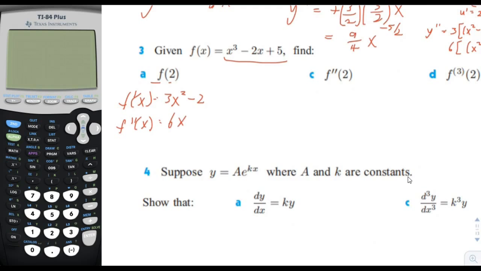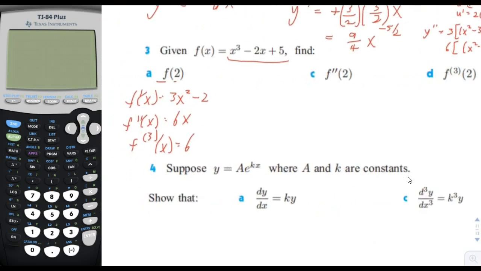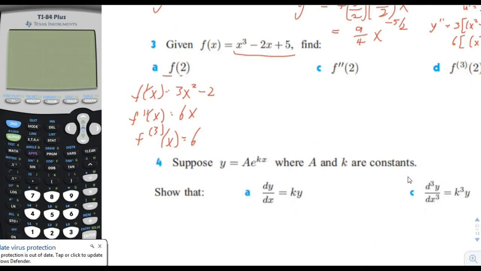And what is the third derivative? Because later we're going to use that. Actually, I shouldn't write that. I should write f triple prime of x is equal to 6. Okay? And I think that's as far as we go. So let's plug in x equals 2.